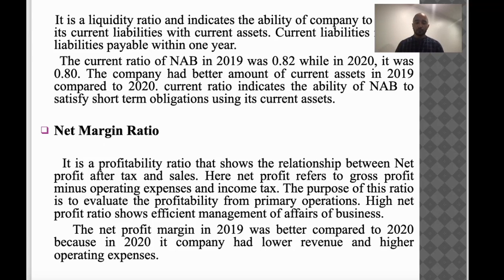The net profit margin in 2019 was better as compared to 2020 because in 2020 the company had lower revenue and higher operating expenses.